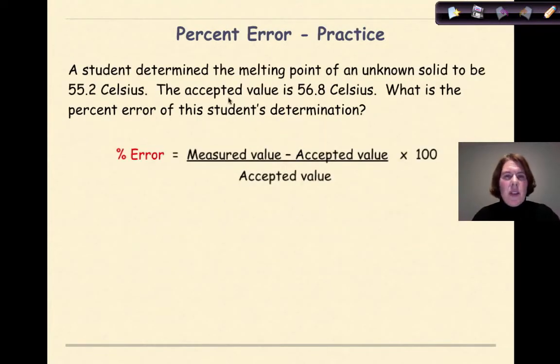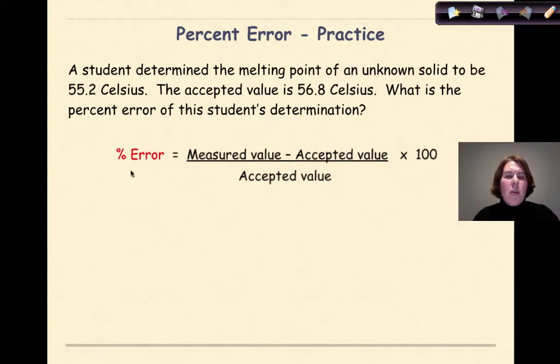Let's do another practice. A student determined that the melting point of an unknown solid to be 55.2 degrees Celsius. The accepted value is 56.8 degrees Celsius. What is the percent error of this student's determination?